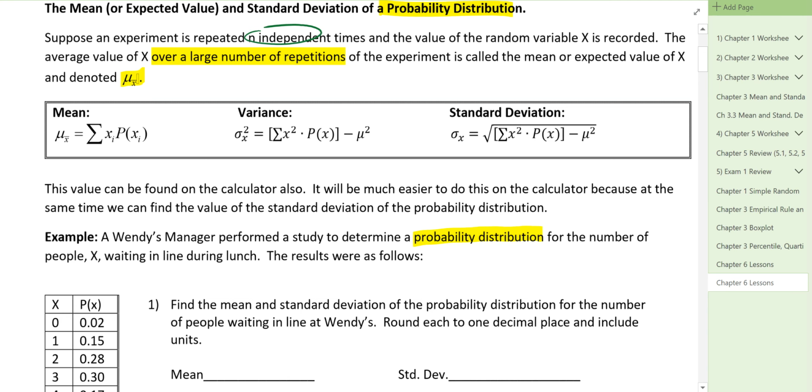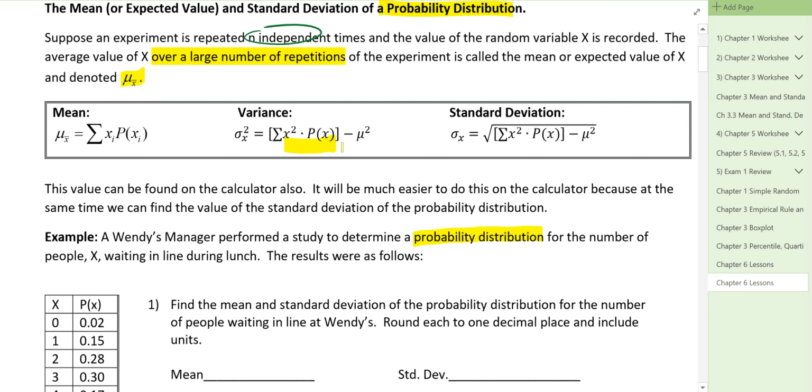Mu x bar is given by this formula, summation of x times p of x. And the variance is summation of x squared times p of x, a whole thing there, and then minus mu squared. And to find the standard deviation, you can just take the square root of the variance.